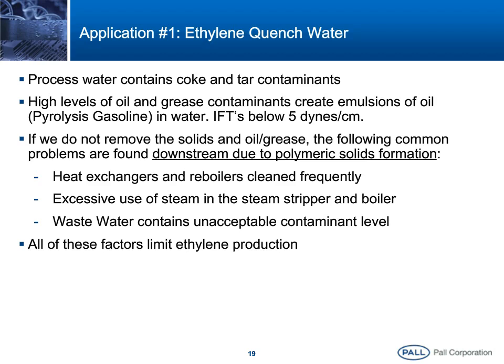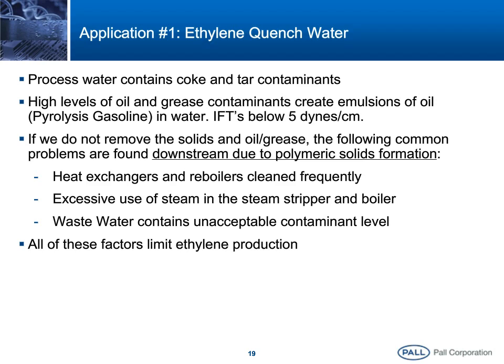So first we have to remove the coke and the tar, and then we have to break the emulsion of gasoline in water. If we don't do that, then the downstream units will be negatively impacted. These downstream units consist of heat exchangers and reboilers. They will be filled with polymer from the oil, and it also requires the use of an excessive amount of steam in the steam stripper to do its job, as well as producing a lot of wastewater that requires treatment. All of these problems will be resolved if we can break the emulsion of oil and water and remove the solids.